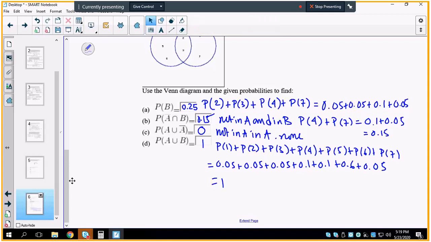So this is the end of the algebra of probability section. Next time we're going to talk about the last section in probability called the multiplication rule, dependence and independence of probabilistic events.